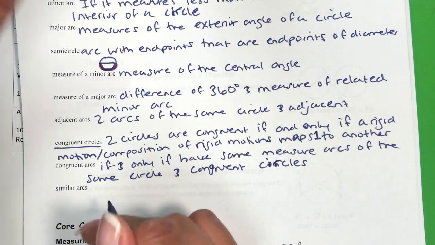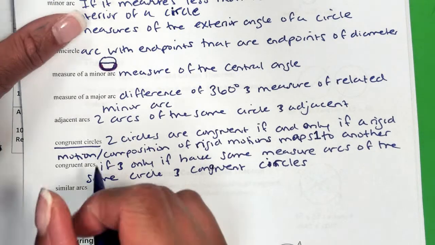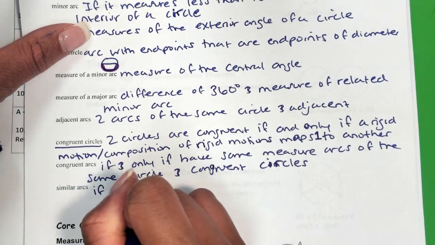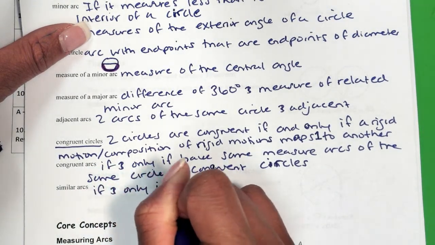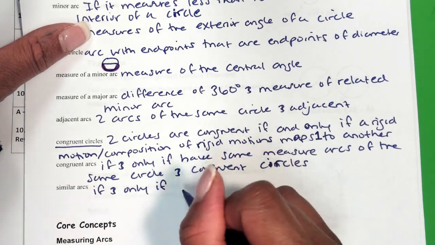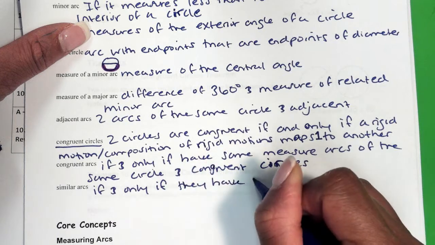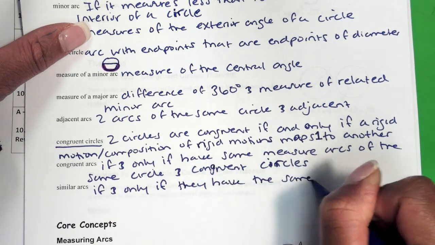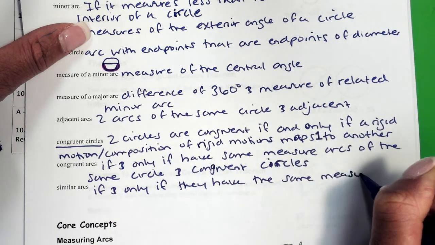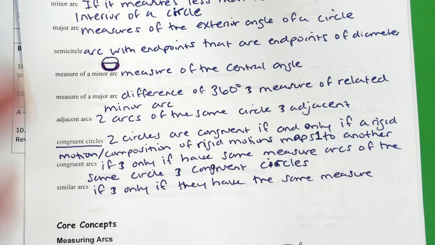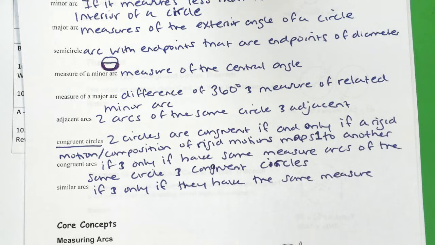Similar arcs, circles can have similar arcs if and only if, another biconditional statement, they have the same measure. So similar arcs, same measure. So we'll get to know the difference between all of these in the examples that we go through.